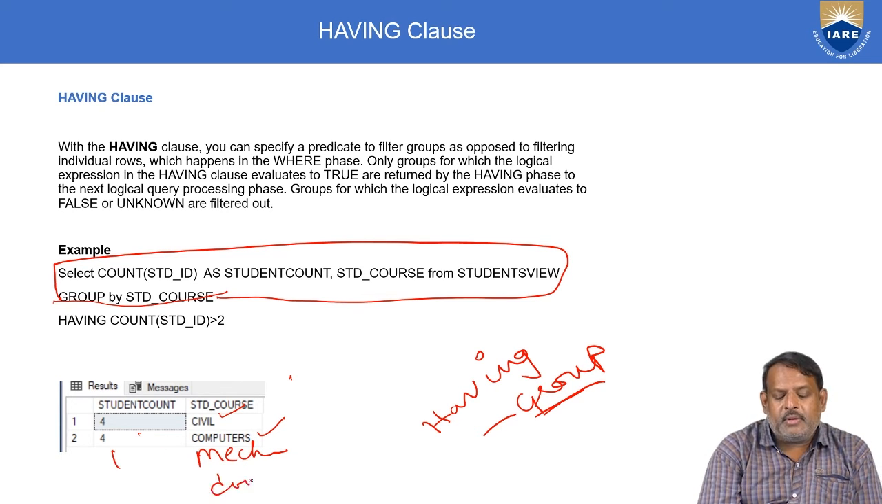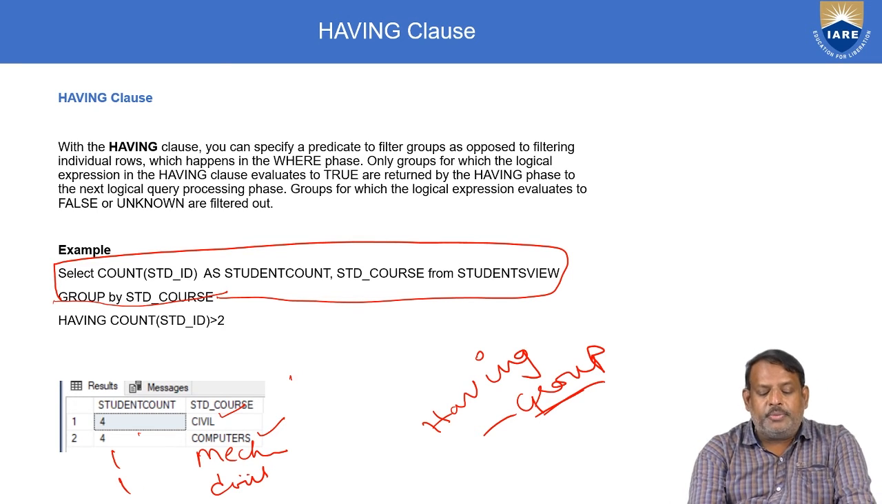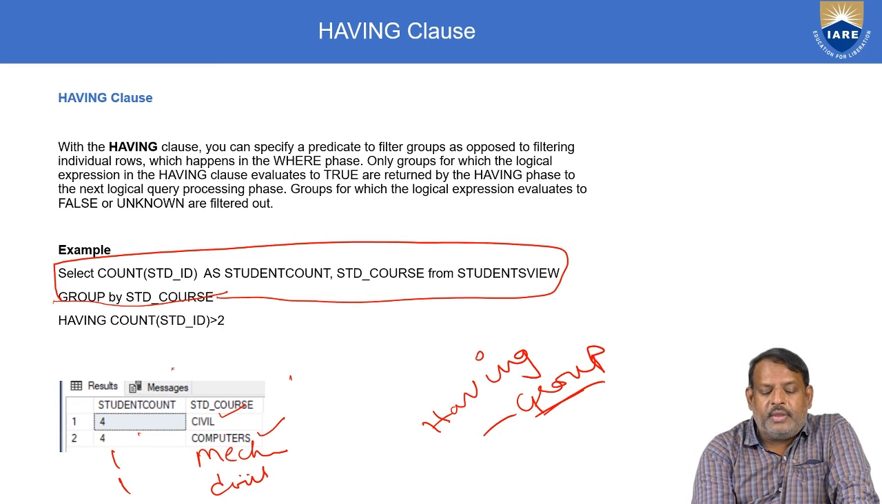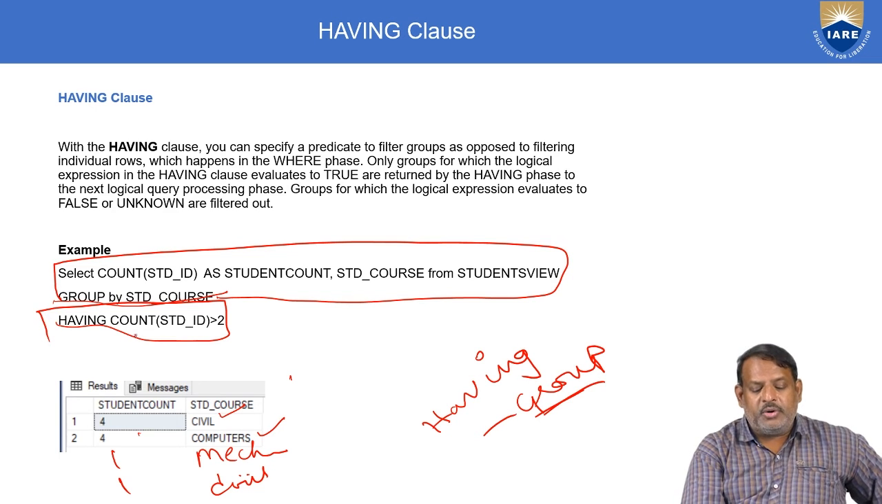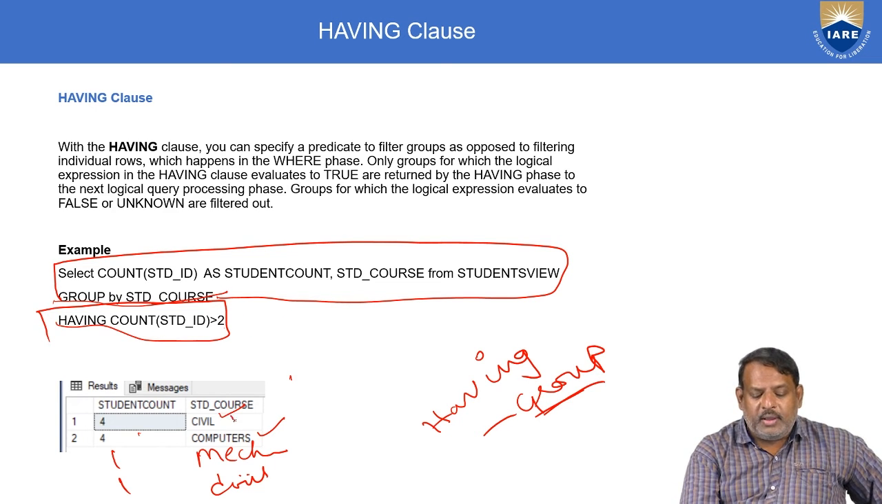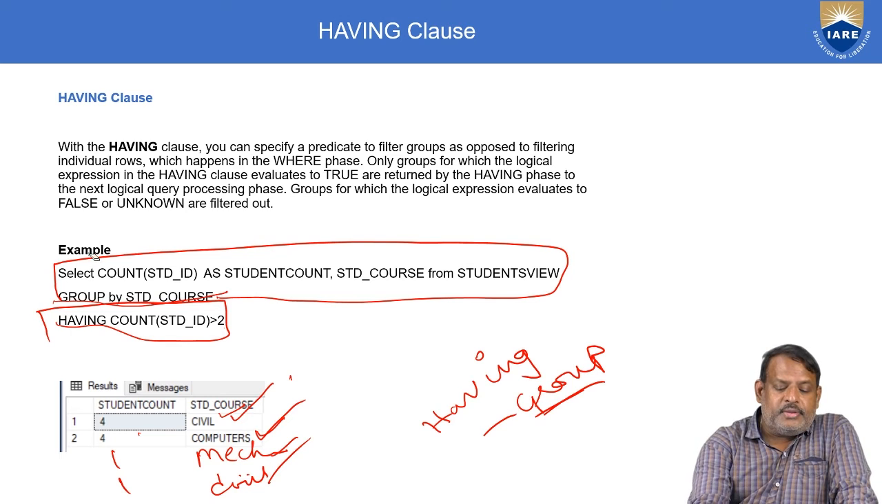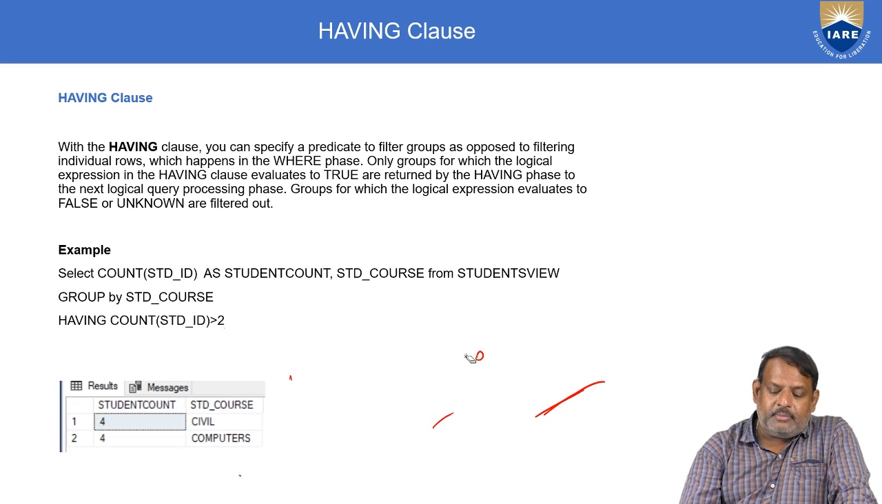Civil, 1. Now I'll say I want to filter the groups where the count is greater than 2. Then I have to use the having clause to filter the groups data. Now if I say here count greater than 2, it means only civil and computer science will be displayed. Mechanical and civil are eliminated because they are not more than 4. This is the having clause.